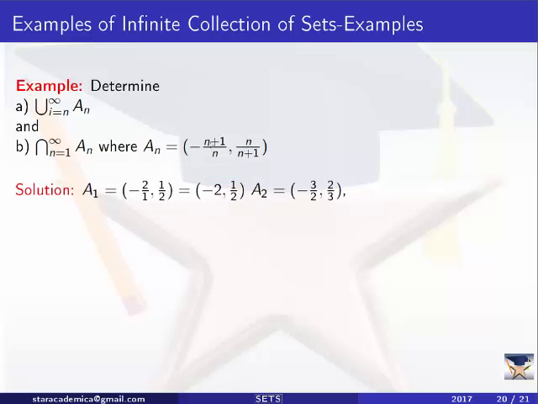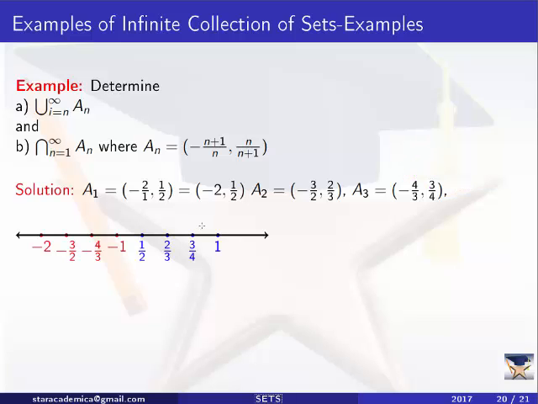And A2: plug in 2 for n, it's minus 3 over 2, and 2 over 3. A3 will be minus 4 over 3, and 3 over 4. So we are not going to list any more. To have an idea, we go to the real line. A1 is from -2 up to 1 over 2, you see, this is A1. A2 from -3 up to 2 over 3. A3 from -4 up to 3 over 4.